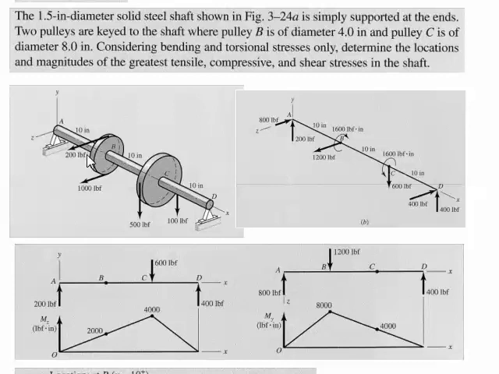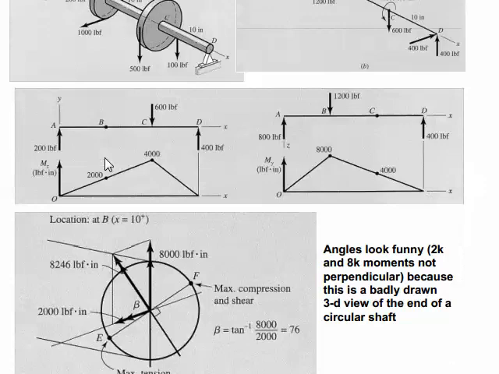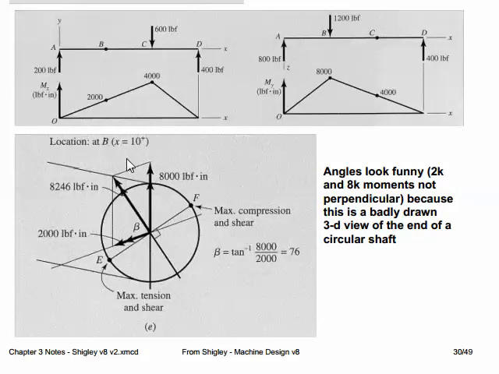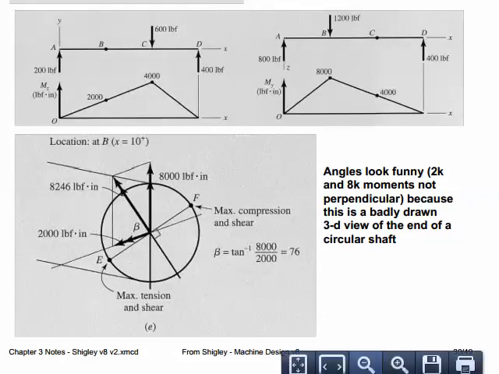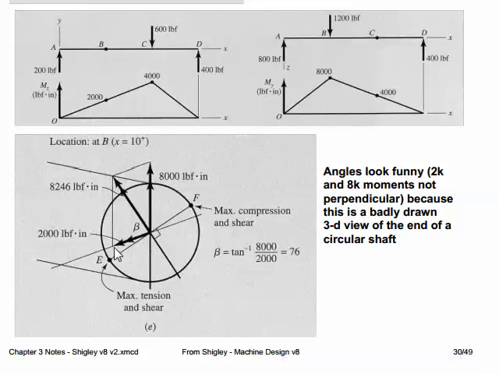What we would need to do is calculate the MC over I, calculate the TR over J, combine them in a Mohr's circle, and then make some decisions about either sizing or failure. None of that was done in this example. So in this example, we're just basically making arguments about where the worst situation was and why.